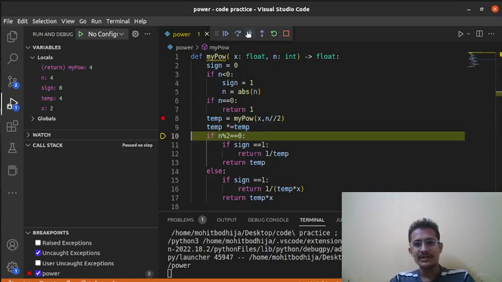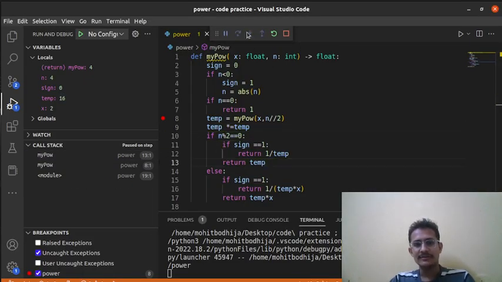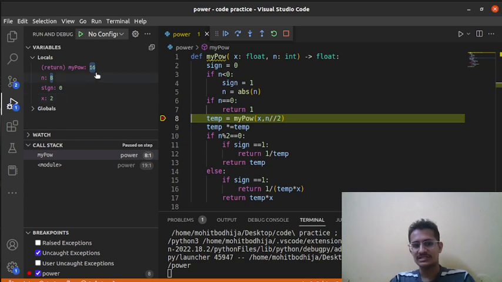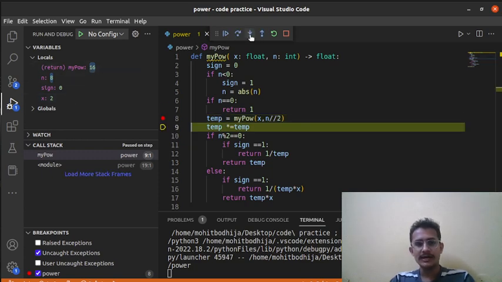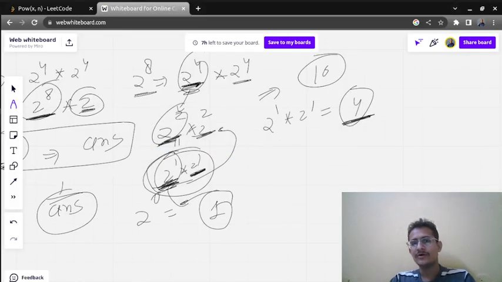So let us go inside the function again. As you can see, temp has become 16 now. Again we reached this step, 2 to the power 4. So we have reached 16.